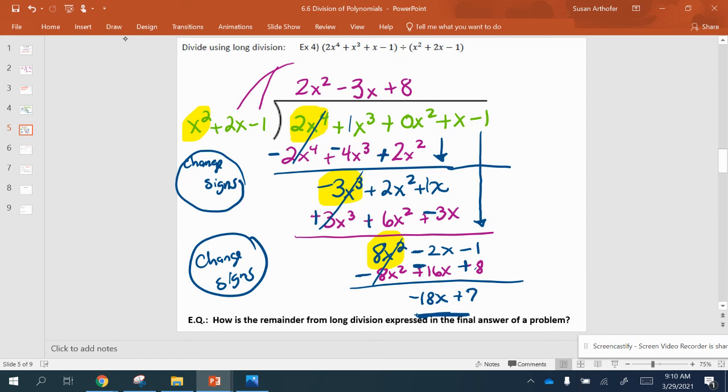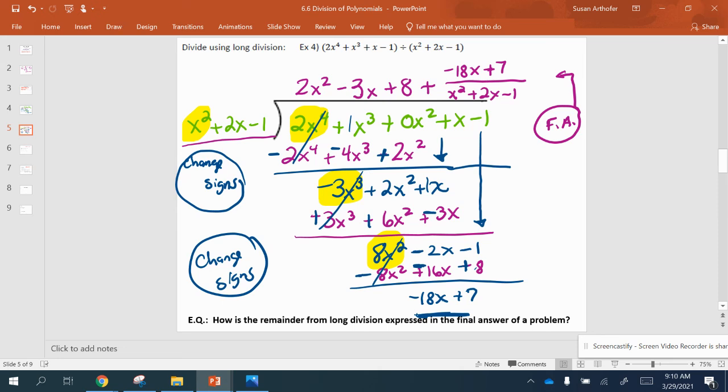So that's our remainder. So we're going to add our remainder of negative 18x plus 7 over the whole divisor, x squared plus 2x minus 1. And everything you see in red at the top is the final answer. Okay, so as soon as this x variable is less than x squared, that's how you know that you're done.